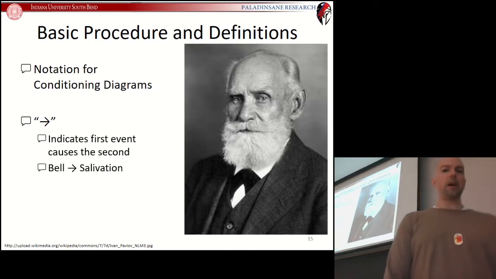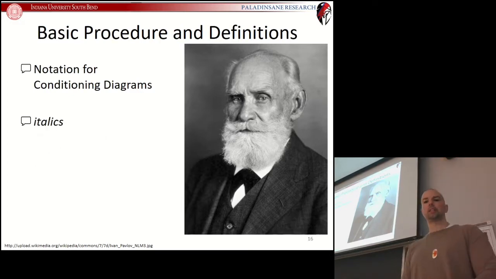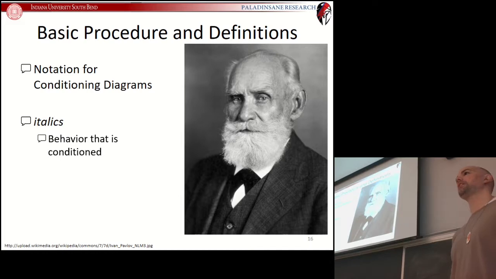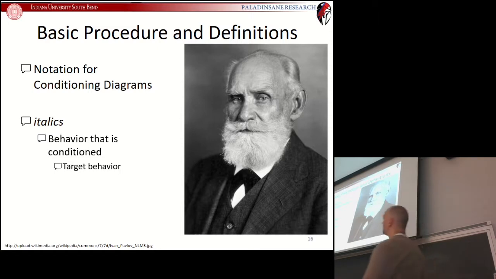And then the final little bit of notation is italics. And italics are reserved for the behavior that is being conditioned. This is the target behavior. This is the behavior that is being trained. This is the behavior that is being learned. This is the behavior that's being conditioned. So if we wrote bell arrow salivation, bell arrow means that the bell caused the salivation. Salivation in italics means that it's the target behavior.